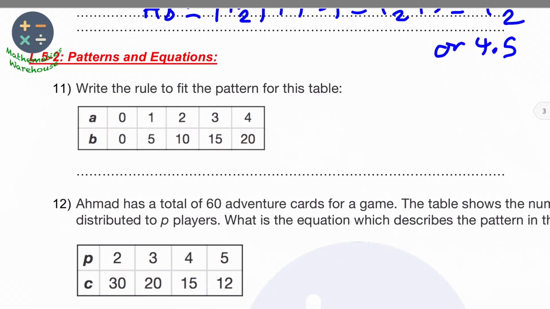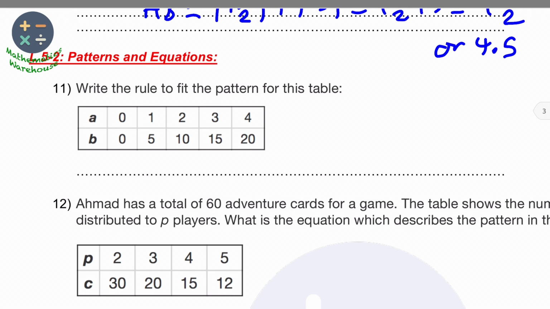Next lesson about patterns and equations. As we know, any pattern is increasing or decreasing. If it's increasing, it may be addition or multiplication. If it's decreasing, the rule may be subtraction or division. Sometimes we have two operations at the same time in the rule. For the first question, write the rule to fit the pattern for this table. If you notice the relation between A and B, when A equals 0, B equals 0. When A equals 1, B equals 5.